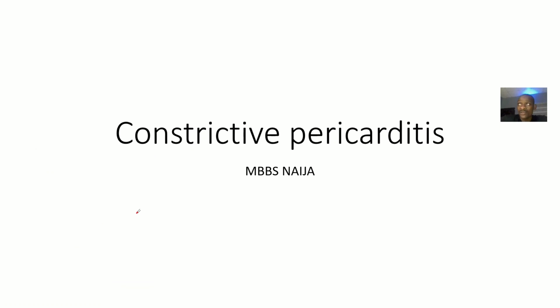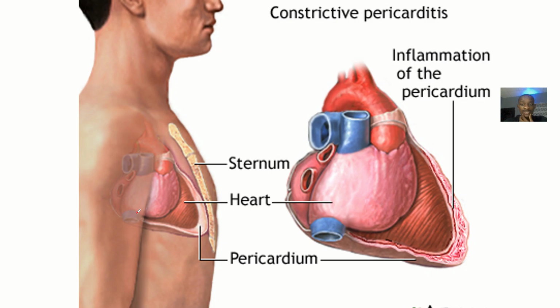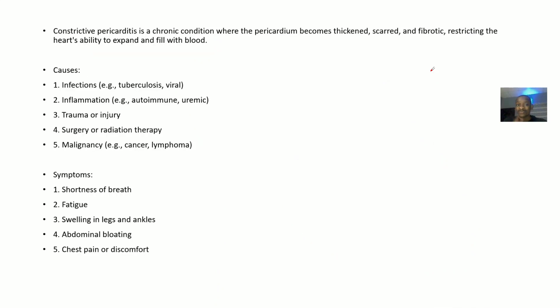So the last lecture we're having on anything heart today is the constrictive pericarditis lecture. For constrictive pericarditis, there's inflammation of the pericardium. Initially there could be inflammation of the pericardium, but it will not be constricting the heart. But if it is progressing and now results in constriction of the heart, that's when constrictive pericarditis has set in.